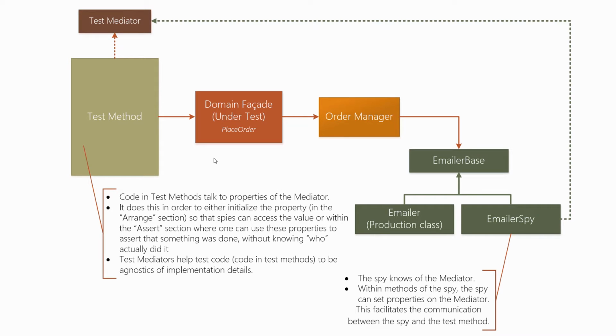So in this episode, we're going to be looking at using test mediators to do our unit testing, and I'm going to paint a scenario here that you see on the screen. There's two scenarios. This is the first one, and then we're going to be looking at some code to see how this all plays out. So we have a test method, and we have this code here, in this case the domain facade, that has a place order unit of work that we want to test.